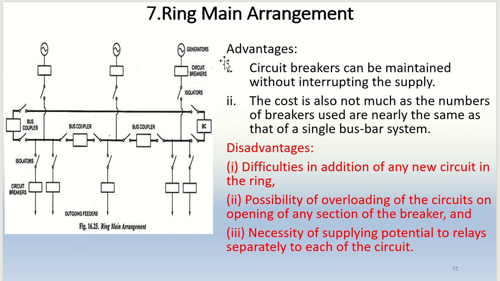The advantages of the ring main arrangement are that circuit breakers can be maintained without interrupting the supply. The cost is also not much, as the number of breakers used is nearly the same as that of the single busbar system. Disadvantages: difficulty in addition of any new circuit in the ring, possibility of overloading of the circuits on opening of any section of the breaker, and necessity of supplying potential to relays separately to each of the circuits.